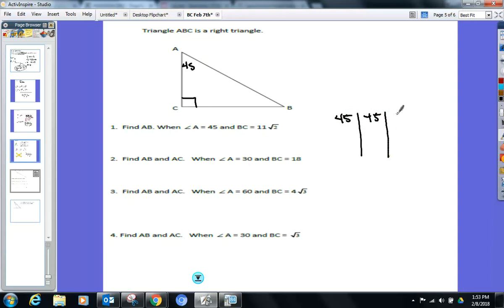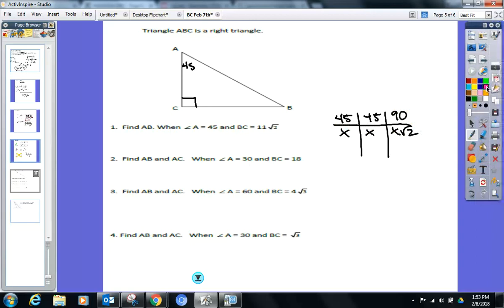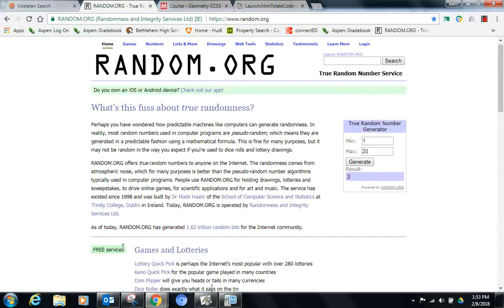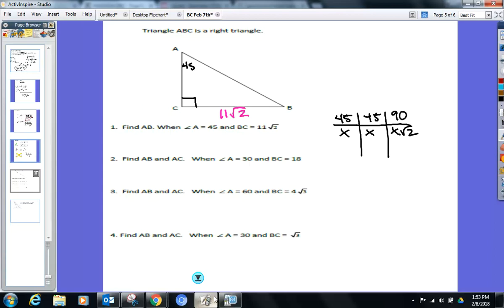So I know my rules are X, X, and X radical 2. I tell you that BC is 11 radical 2. Where should that go in my chart? Well, let me ask you, what angle is across from that 11 radical 2? 45, so it goes in for one of the 45s. What's across from the other 45 then? Same thing, 11 radical 2.